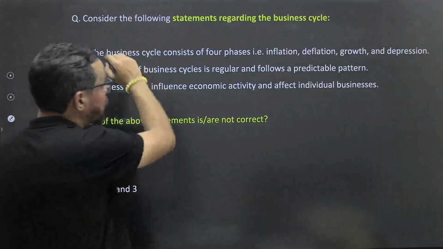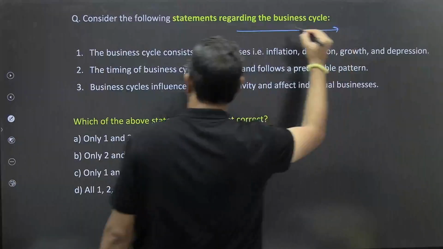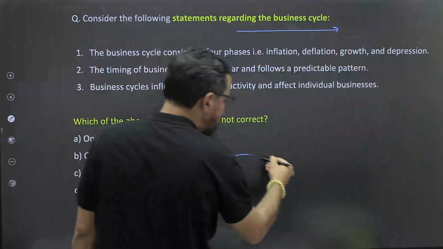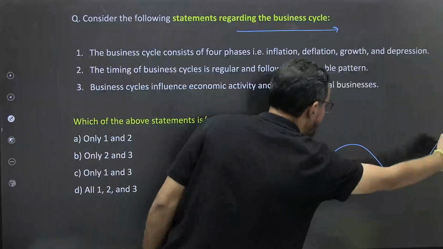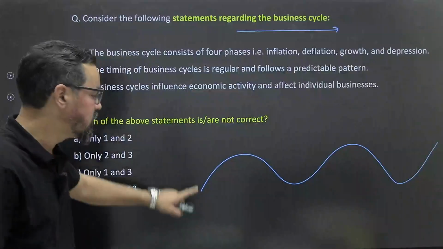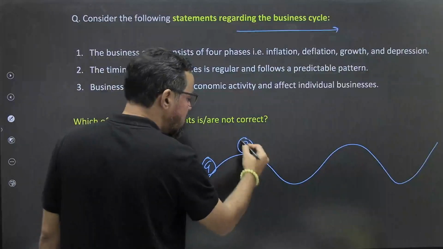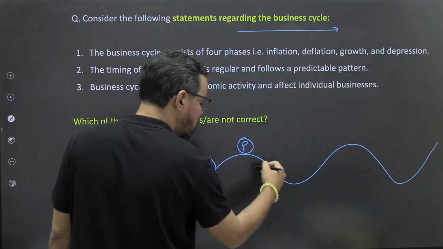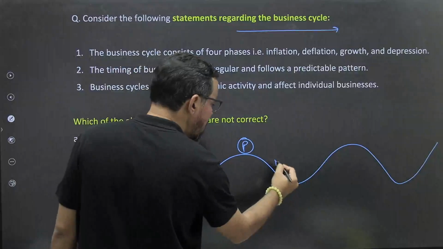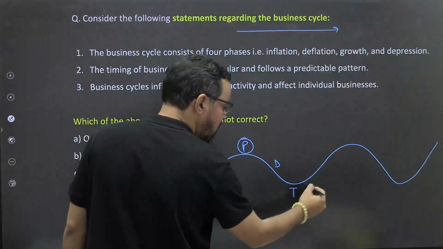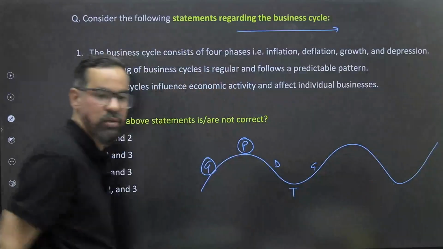So consider the following statements regarding the business cycle. The business cycle is like this. This is the cycle which we generally face. This is a kind of growth. This is your peak. This is decline, which is known as contraction, and this is the trough. Then we have growth again, similar to this one.